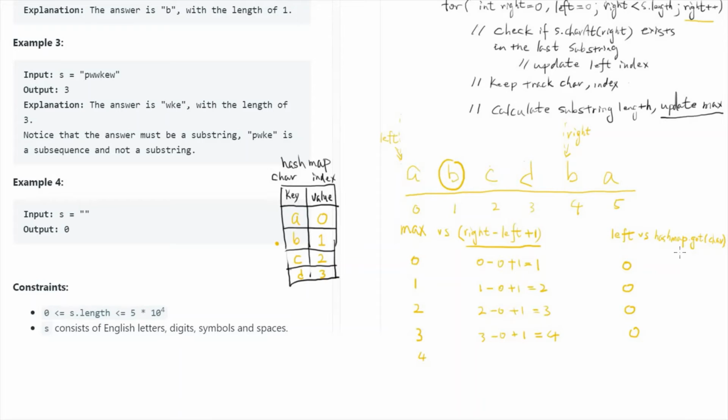If the previous position is greater than left, then we will update left with the previous position plus 1. So here, the previous position for B is 1, plus 1. Then we update the left index with 1 plus 1, which is 2. Which means we will move the left index from 0 to position 2.